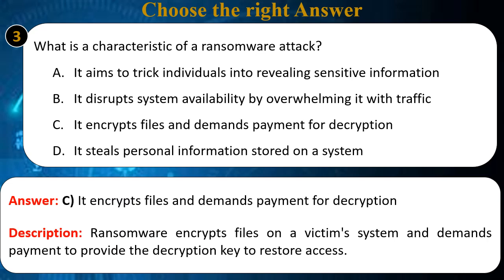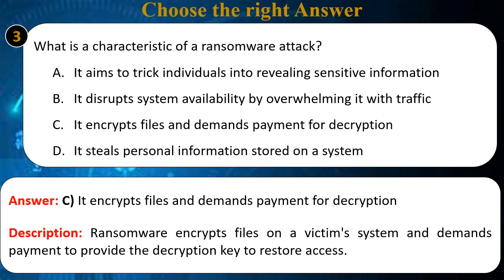The most accurate characteristic of a ransomware attack is C. It encrypts files and demands payment for decryption. Here's why the other options are not as fitting. A. It aims to trick individuals into revealing sensitive information, describes phishing attacks, which rely on social engineering rather than encryption. While ransomware attackers might use stolen information for further attacks, tricking individuals isn't their primary goal.